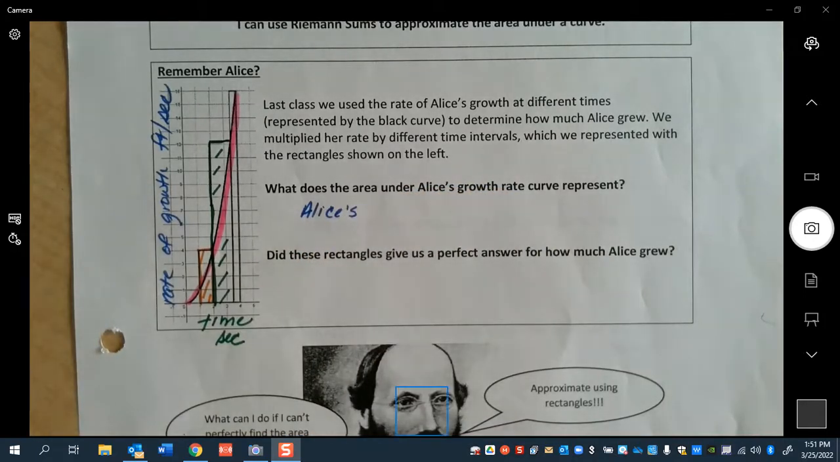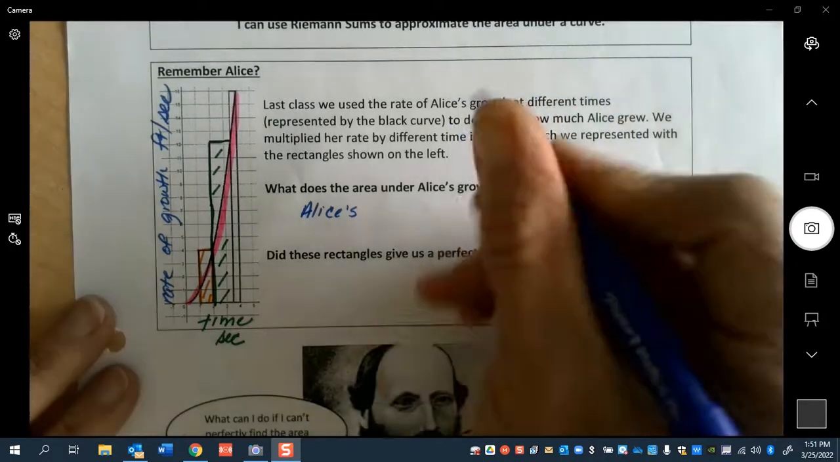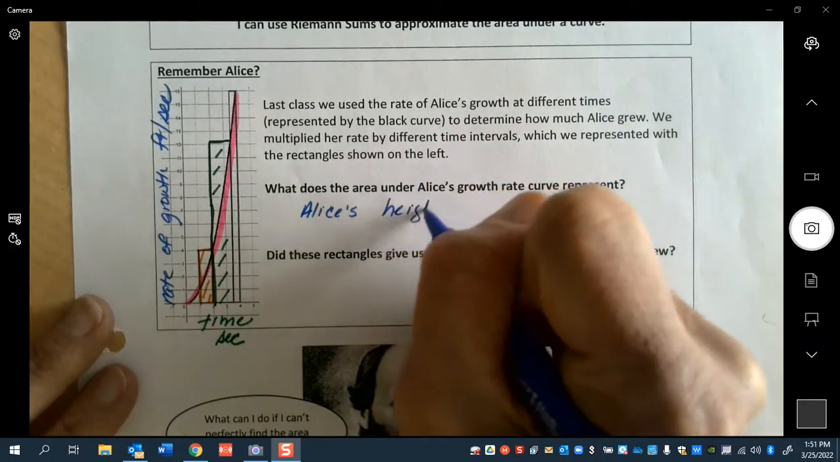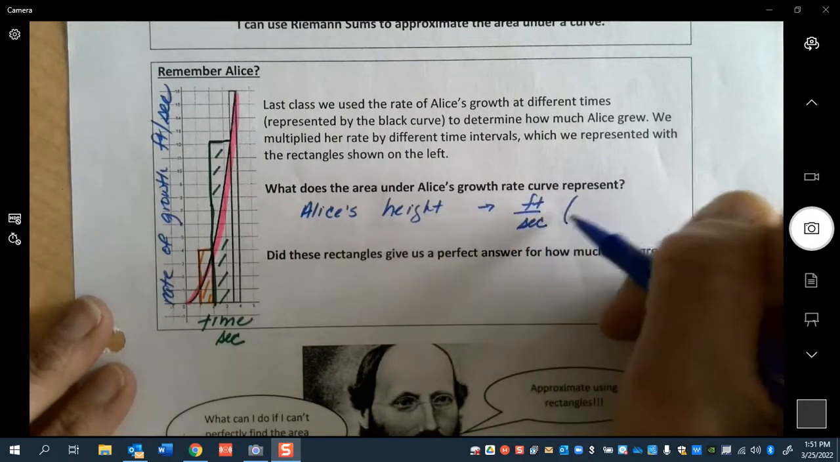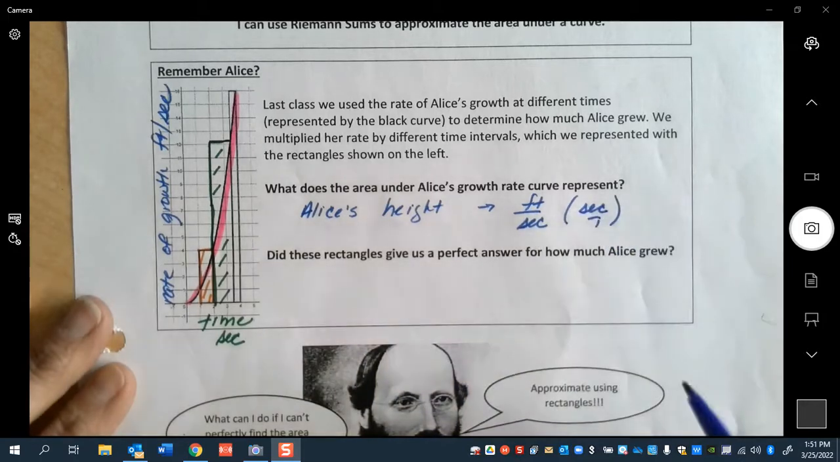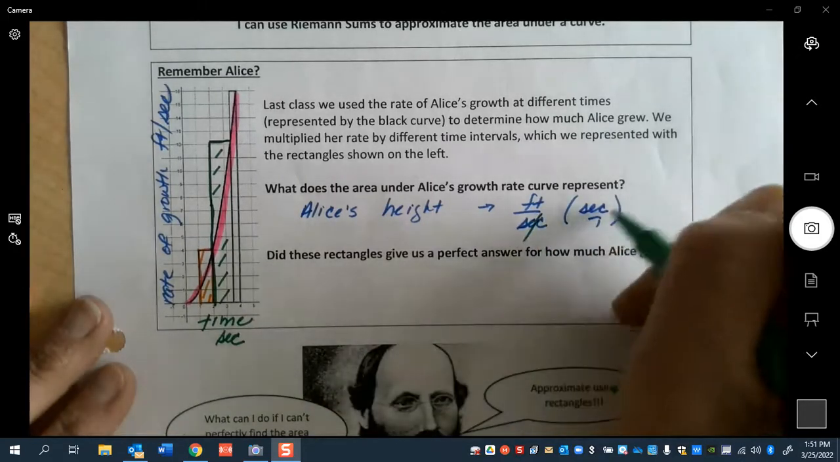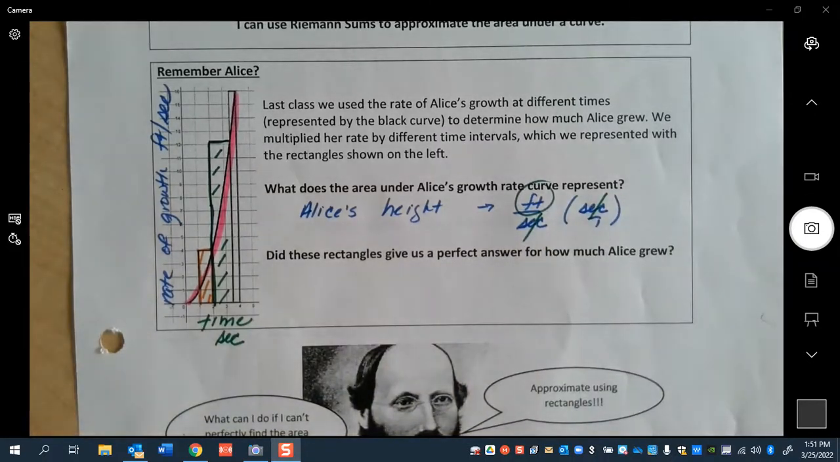What does it represent? If we're talking about feet per second, and we do an area calculation of length times width, what is feet per second times second? Yeah, it's Alice's height. Because if her rate is feet per second, and we're multiplying it by her seconds, notice what we're left with unit-wise is Alice's feet. So we're looking at her total height.